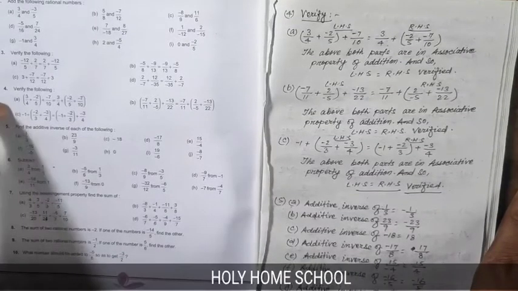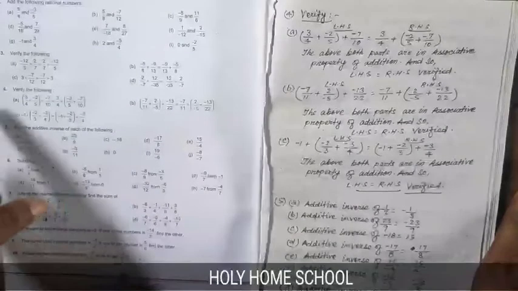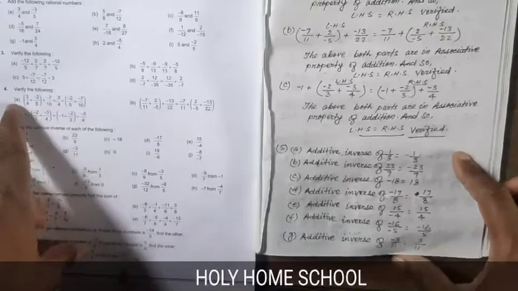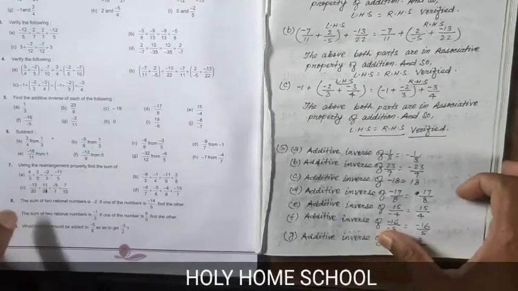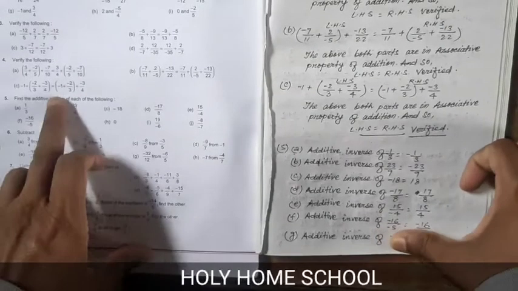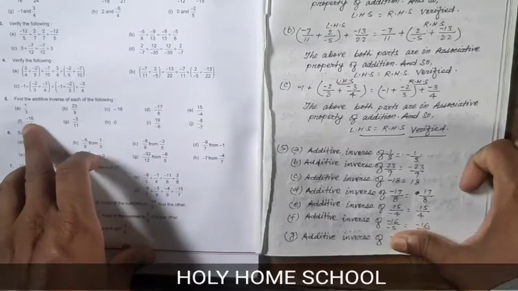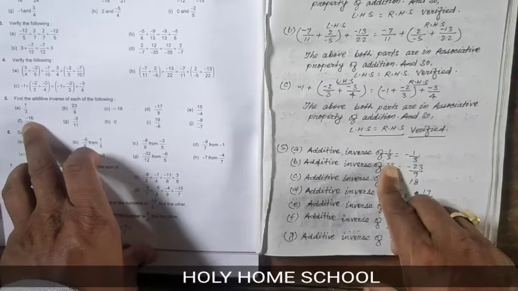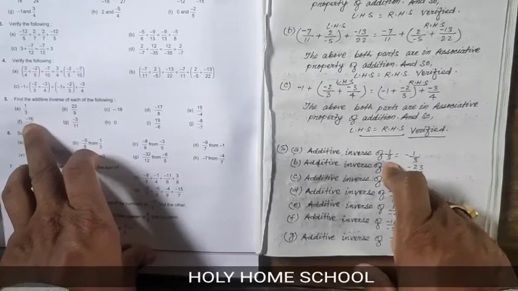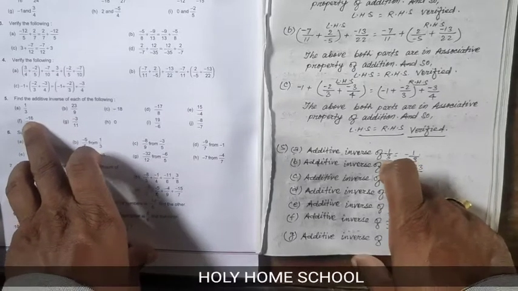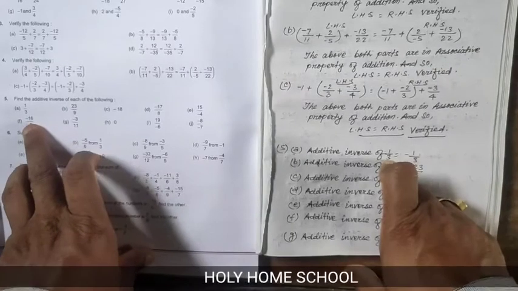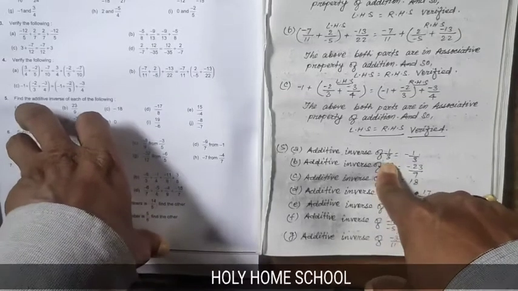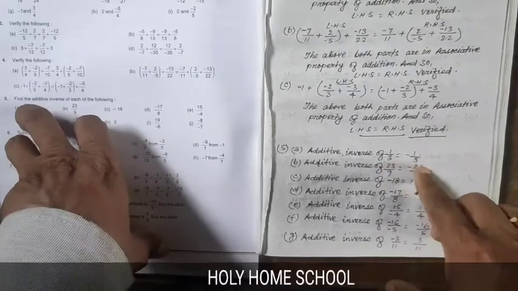In such a way, we have solved all the questions of question number 4. Question number 5: find the additive inverse of each of the following. Additive inverse of 1 by 3. Additive inverse means when we add the rational number and the additive inverse of that rational number, our sum will be 0. So it equals minus 1 by 3.